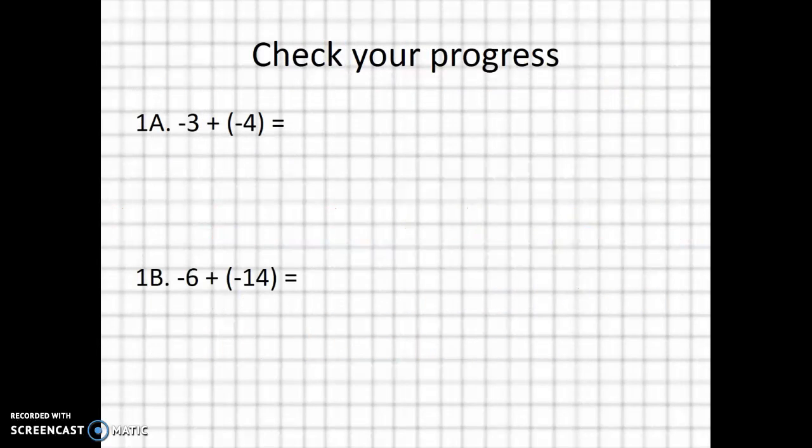Okay, let's see how you did on those check your progress questions. On 1A, we have -3 plus -4. We're just thinking through our rule that we just learned: same sign, sum, and keep the sign. So if we add those together, we're going to get -7. 1B is -6 plus -14. Again, those are the same sign, so we just add them together, and we get -20. There's 2A and 2B for you. So -8 plus -2 is going to equal -10. -1 plus -12 equals -13.